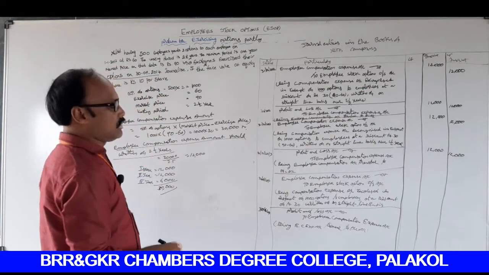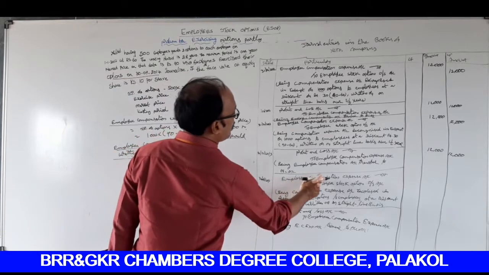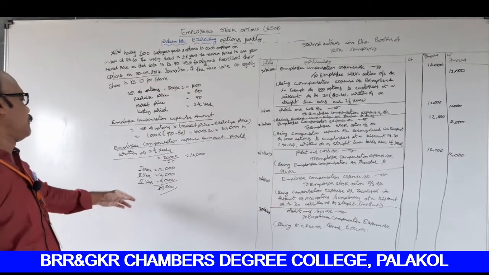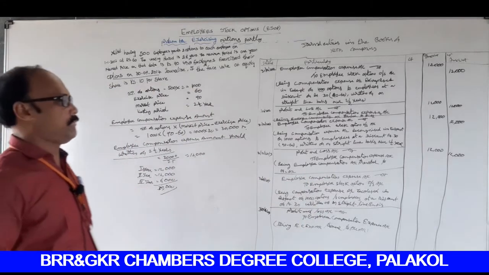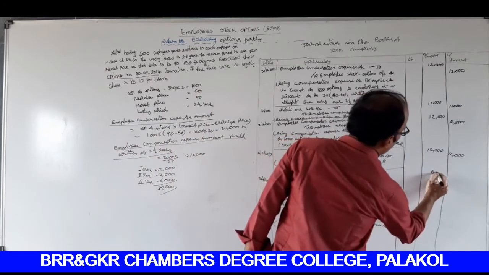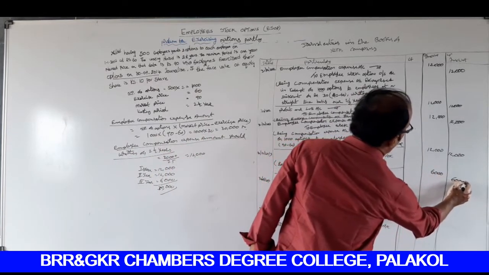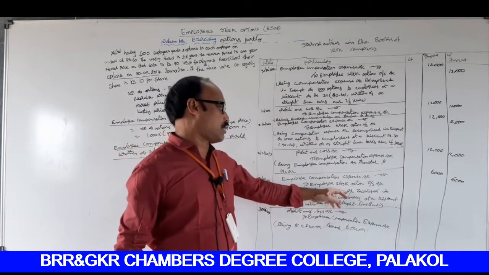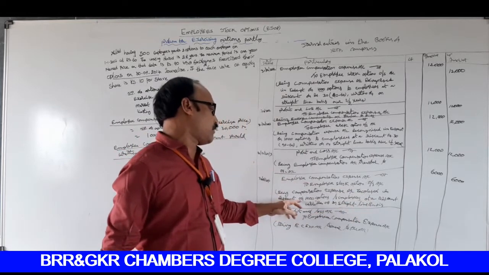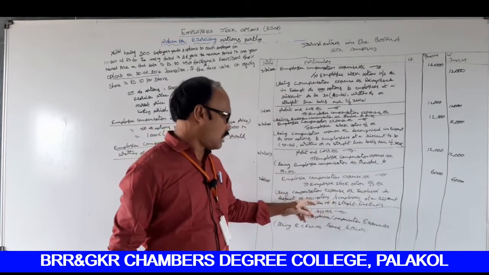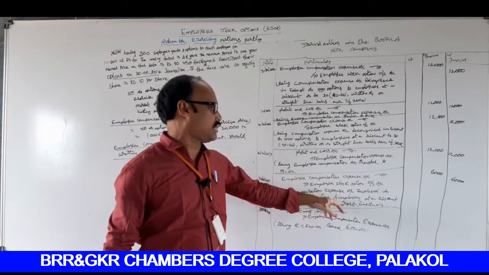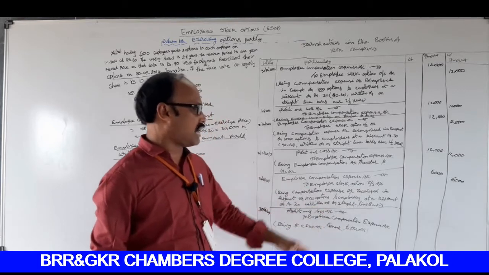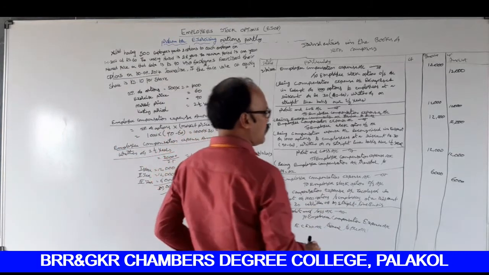Next, 30/6/2014. This is the third year. Employee compensation expense account debtor to employee stock option outstanding account. How much? Only 6,000 for 6 months, since it is 2.5 years now, that's why 6,000, 6,000. Right. Being compensation expense account recognized in respect of 1,000 options to employees at a discount of rupees 30, written off on straight line basis over 2.5 years.